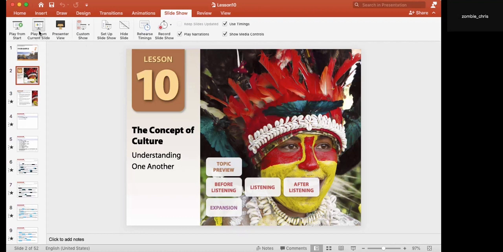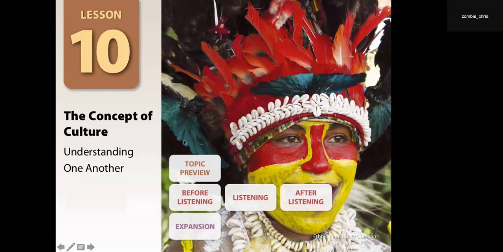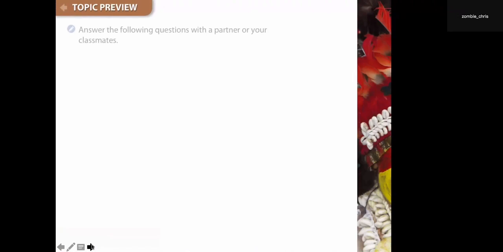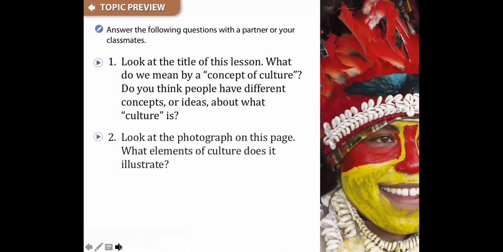About a lesson behind the other students on Friday class, anyway. But we'll look at some of the vocabulary in this class, and then get onto the actual lecture and the note taking.